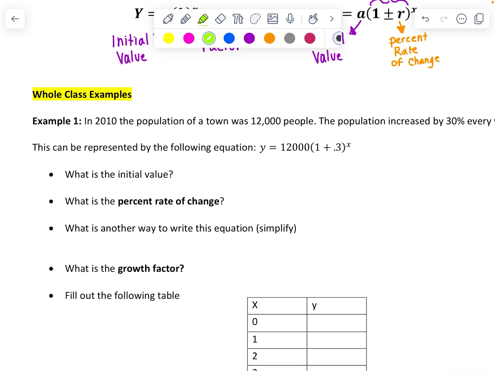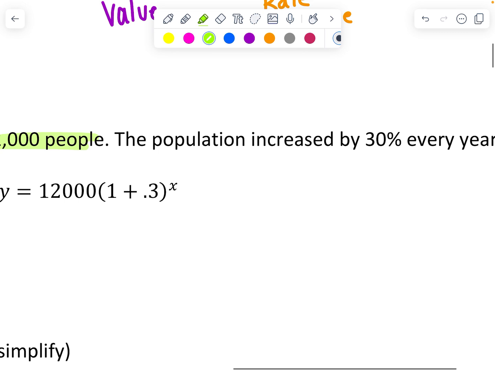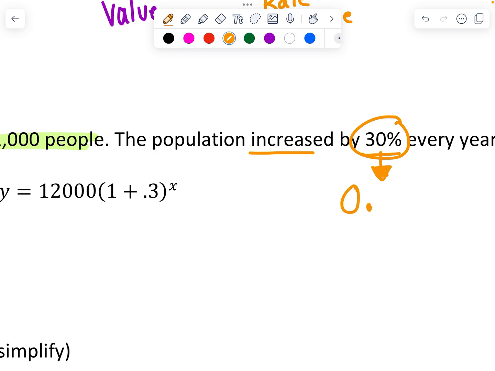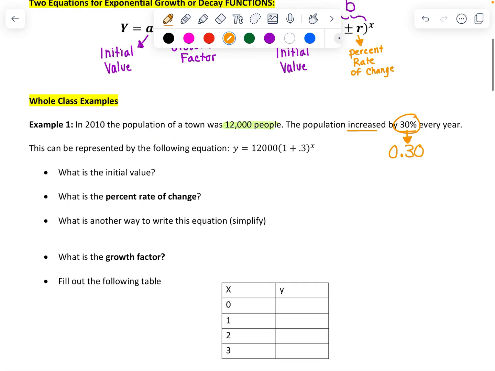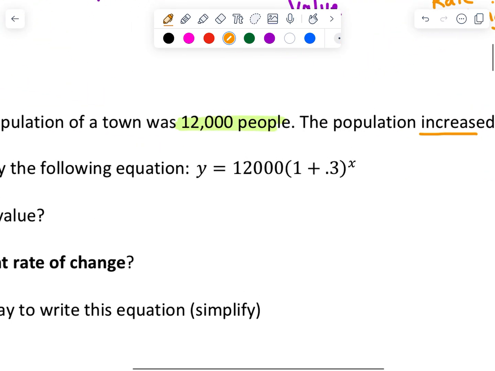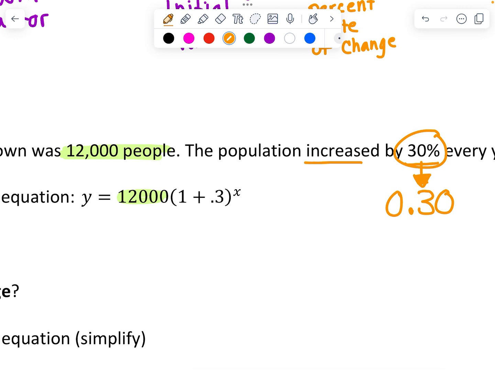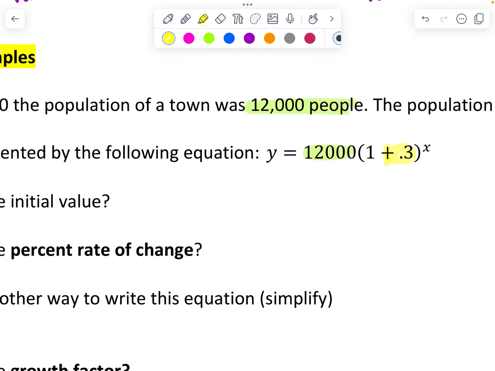So example 1: in 2010, the population of a town was 12,000 people. This is our starting amount. The population increased by 30%. 30% written without your percent sign is 0.30. They went ahead and gave us the equation, which is great. So here's your initial value, 12,000 people. We said that we increased, so the word increase means we're going to add that 30%. So this is your percent rate of change.